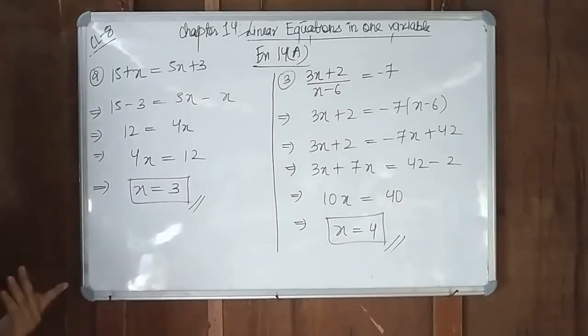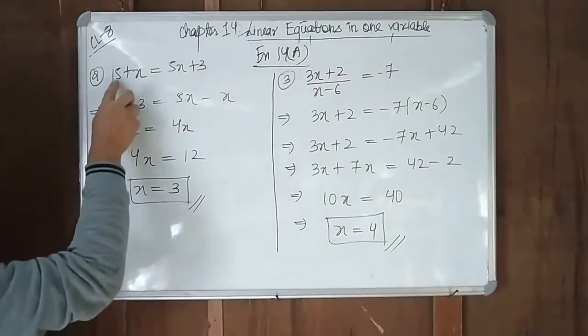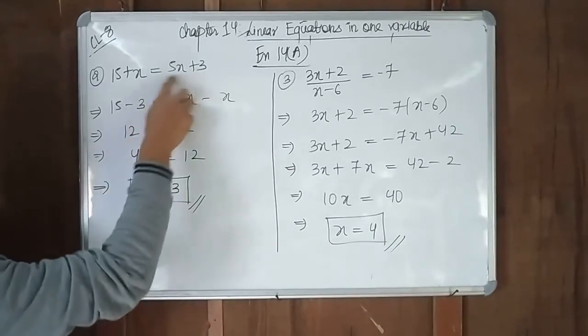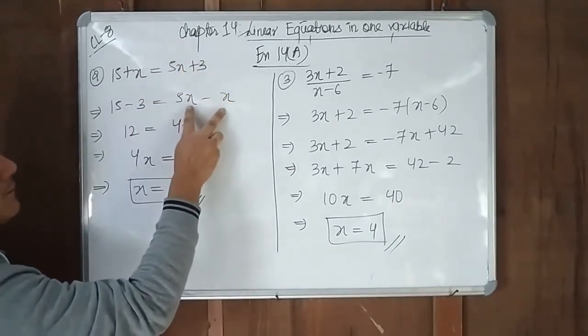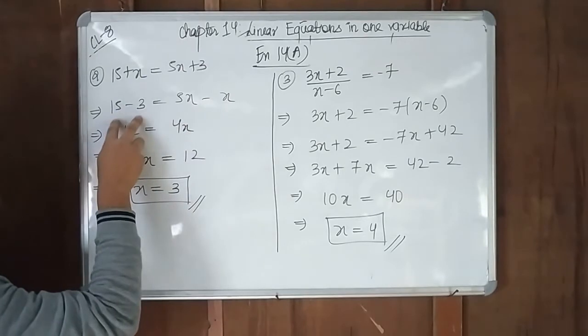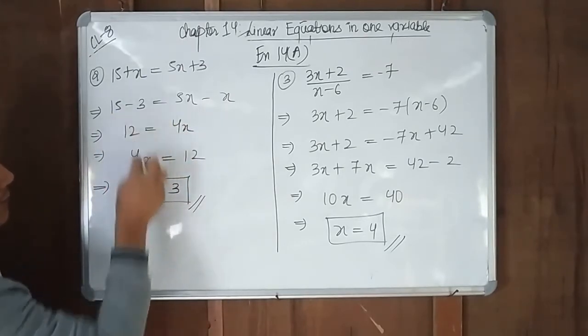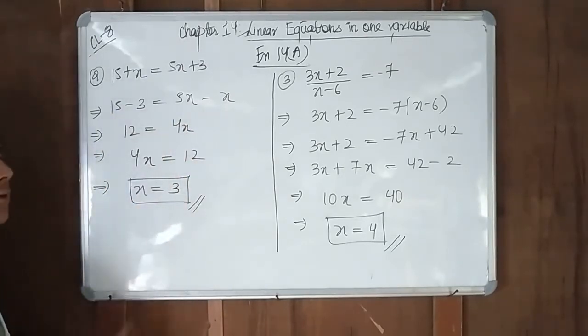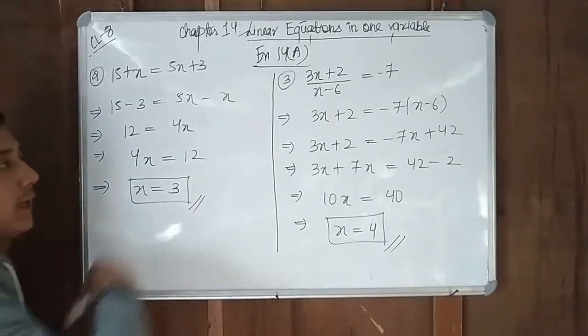Okay? So what to do? Solve. Okay? So keep numbers together. 15 minus 3, 5x minus x, 4x is equals to 12. So 4 ones are 4, 4 threes are 12, so x equals to 3. Pause the video, make a note of it, and move to number 3.